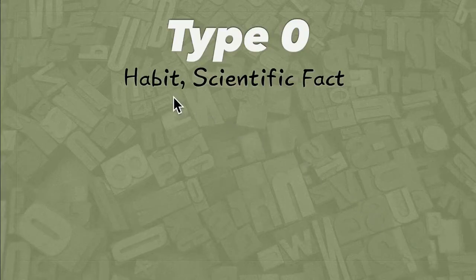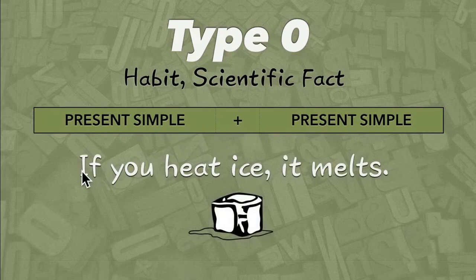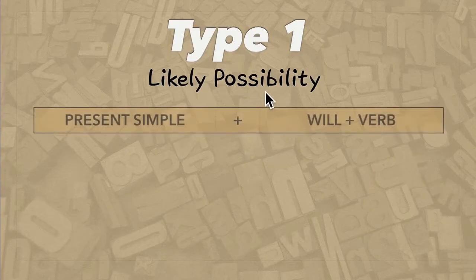Type 0, habit or scientific fact. The equation here is to use present simple plus present simple. For example, if you heat ice, it melts. Heat is the present simple form. Melts is also the present simple form. If you heat ice, it melts. And remember, it's also possible to use when in place of if. When you heat ice, it melts. It's the same thing.